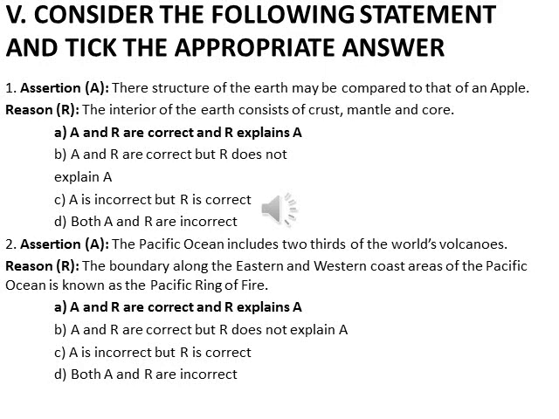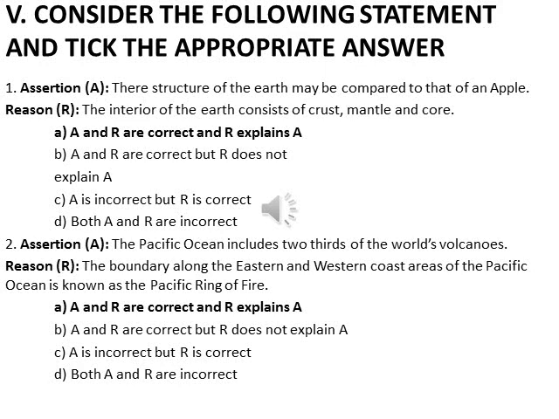Then the second one. Assertion: the Pacific Ocean includes 2/3 of the world's volcanoes. Most of the major volcanoes are seen in the Pacific Ocean region. Reason: the boundary along the eastern and western coast areas of the Pacific Ocean is known as the Pacific Ring of Fire.